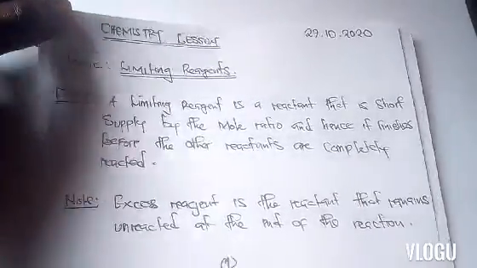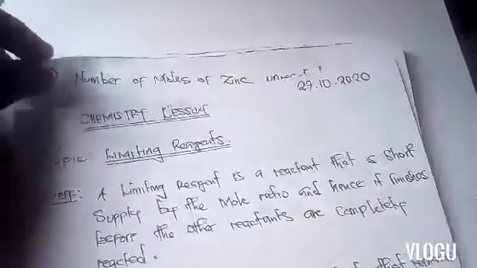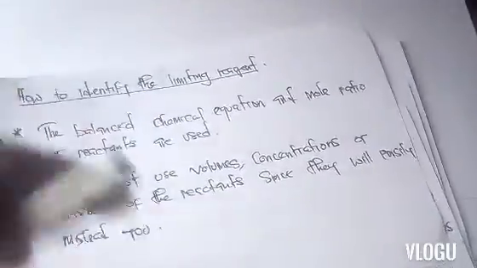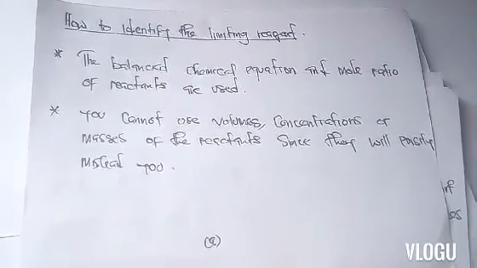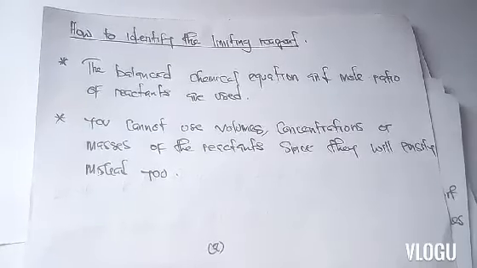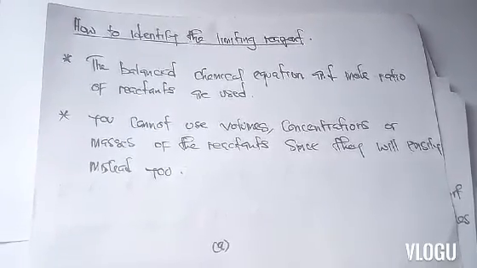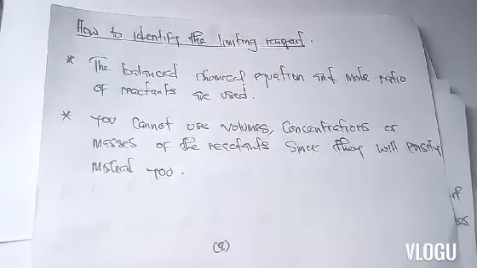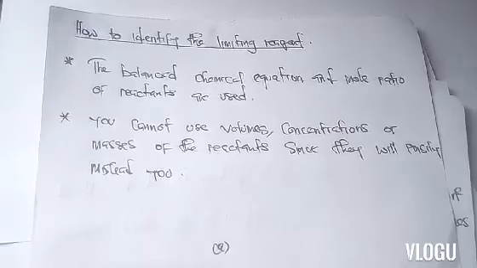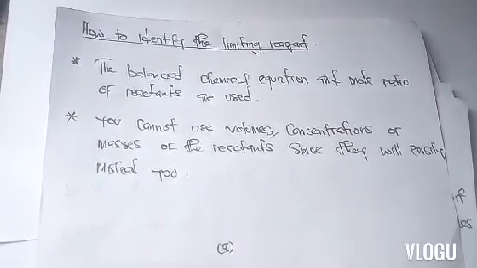There are two points that we would want you to take note of on how to identify a limiting reagent. One, you need to have a balanced chemical equation and the mole ratio of the reactants which are going to be used. Second, as a learner, you don't need to use the volumes, concentration, or the masses of the reactants. This is because it is going to confuse you.